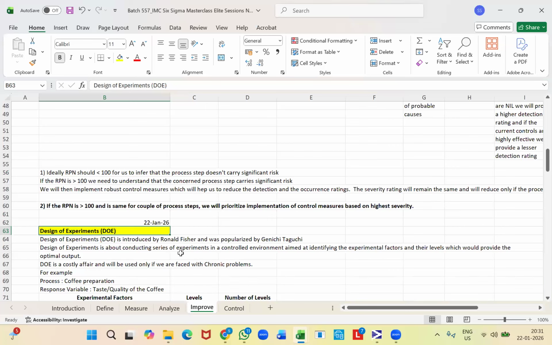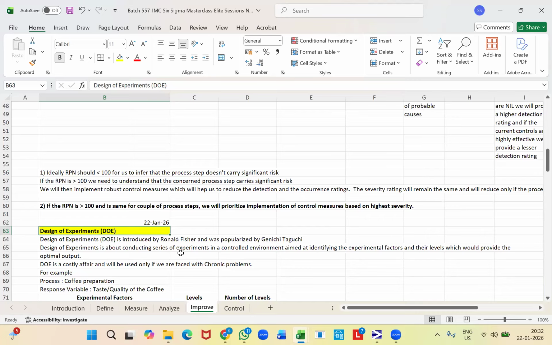So what exactly do we do in design of experiments? As the name itself suggests, we would be conducting a series of experiments in a controlled environment with the sole objective of identifying the experimental factors and their respective levels which would actually provide the optimal output.